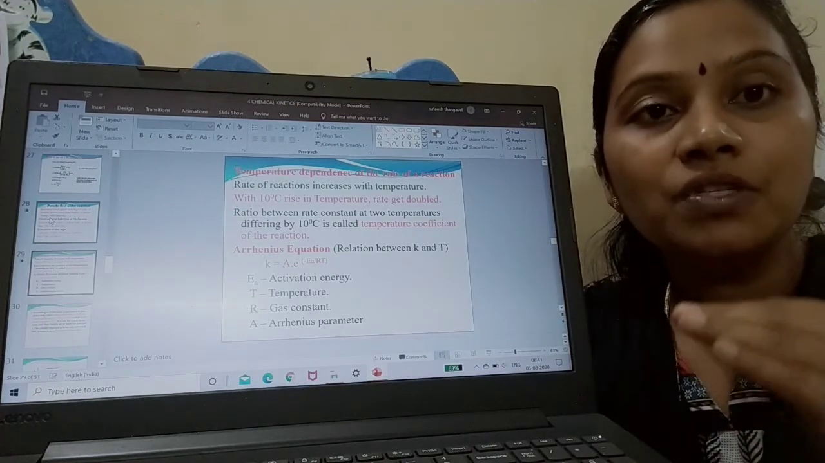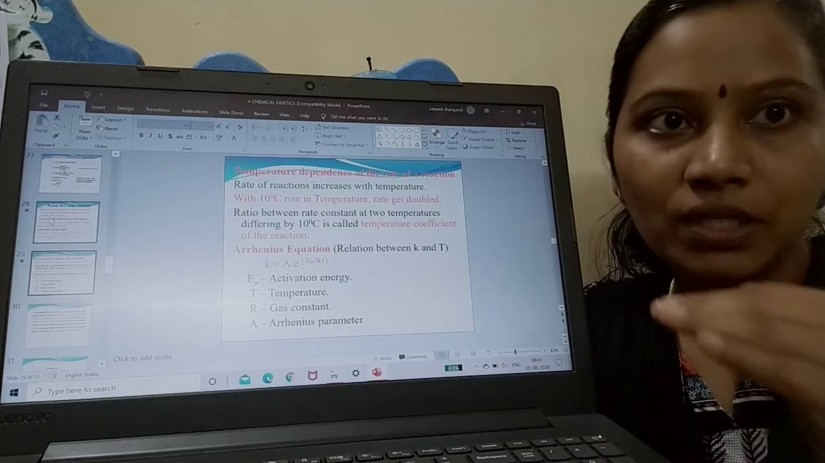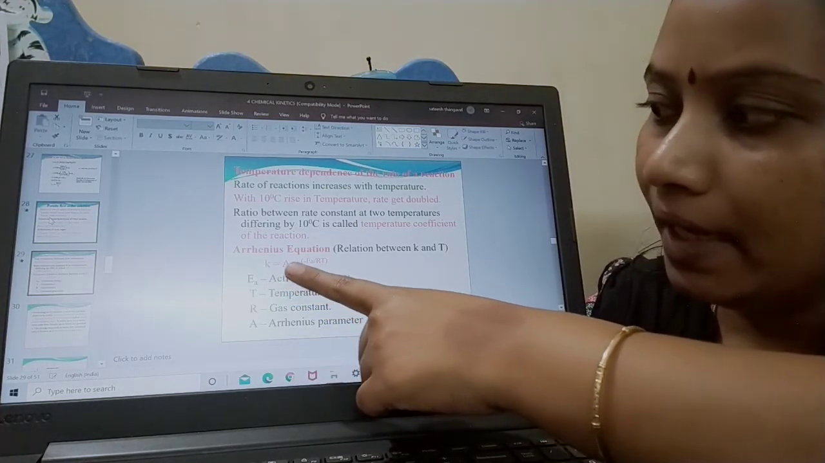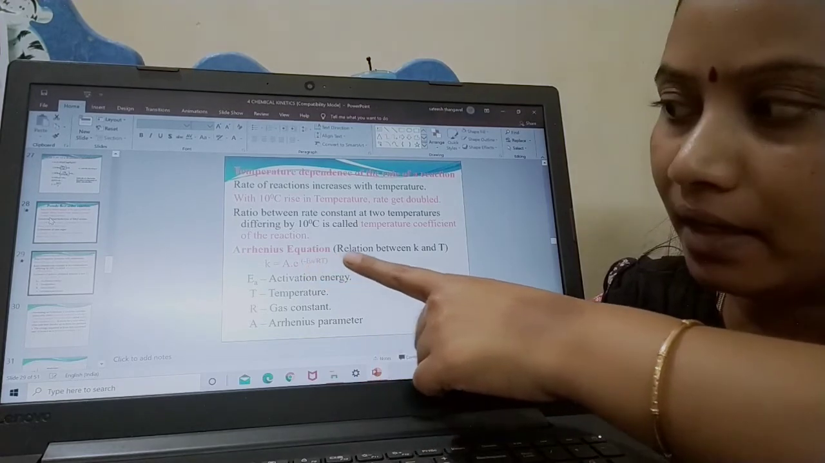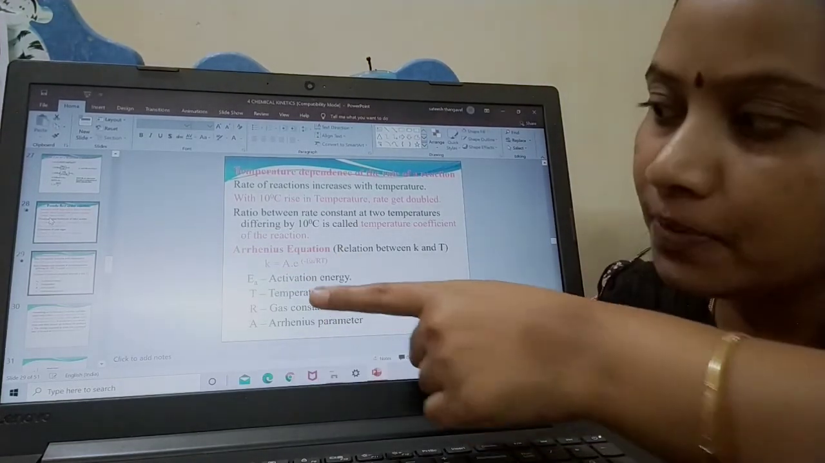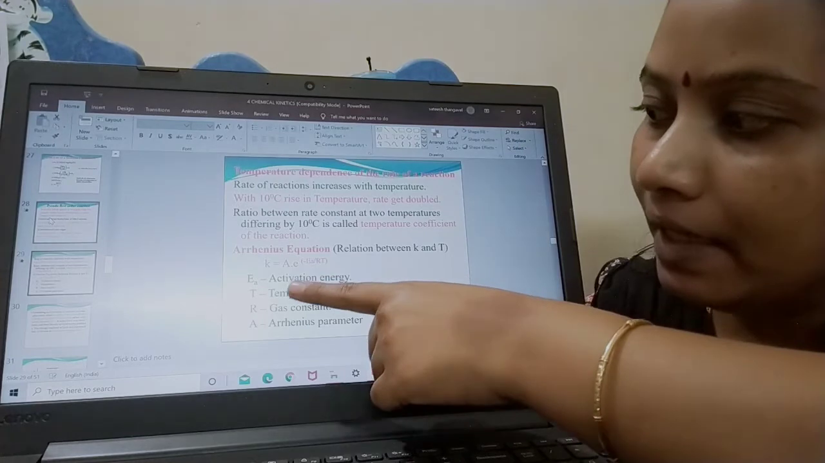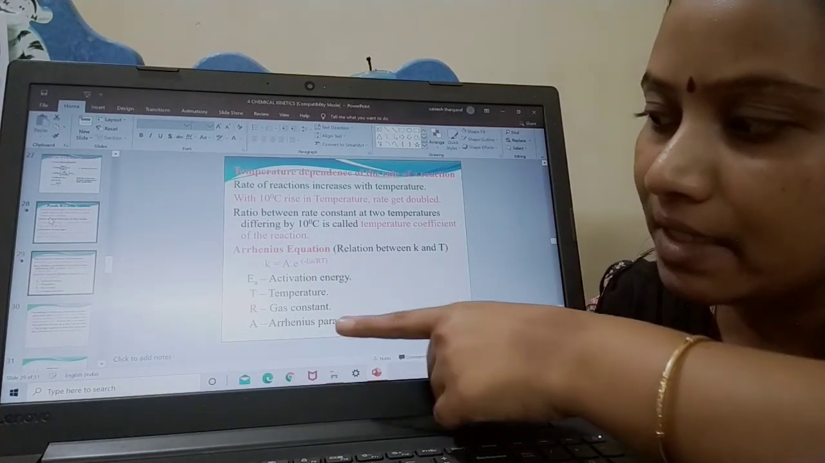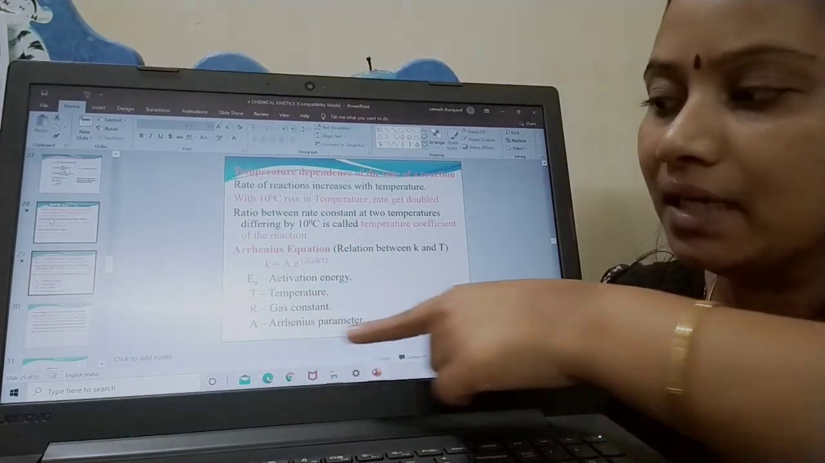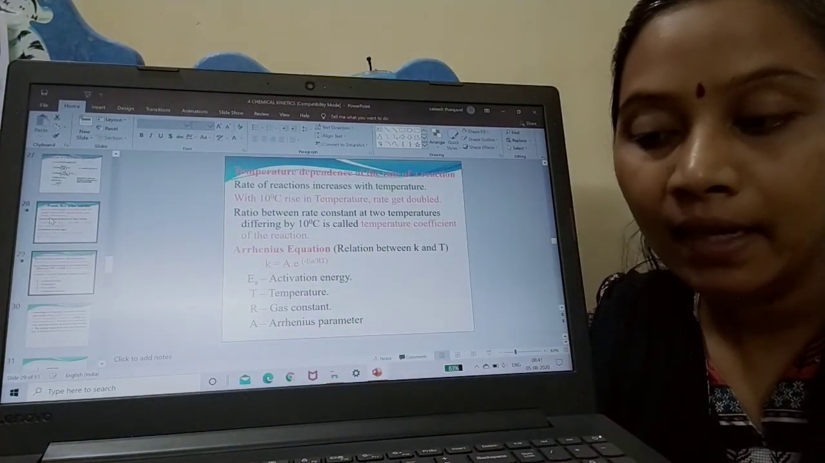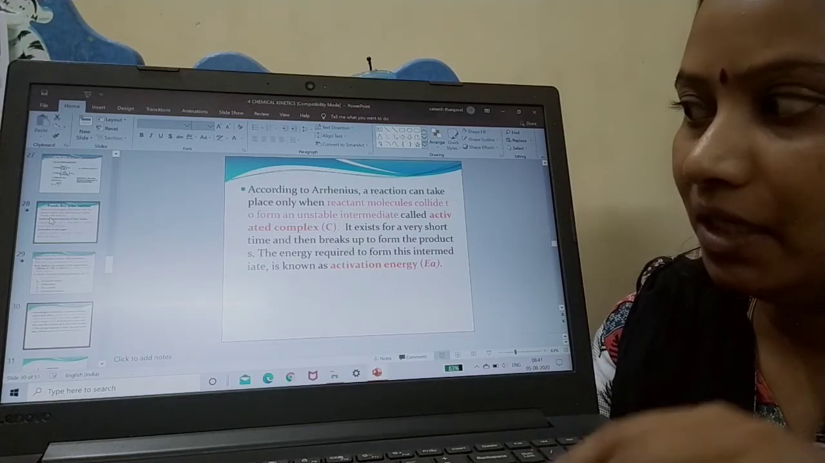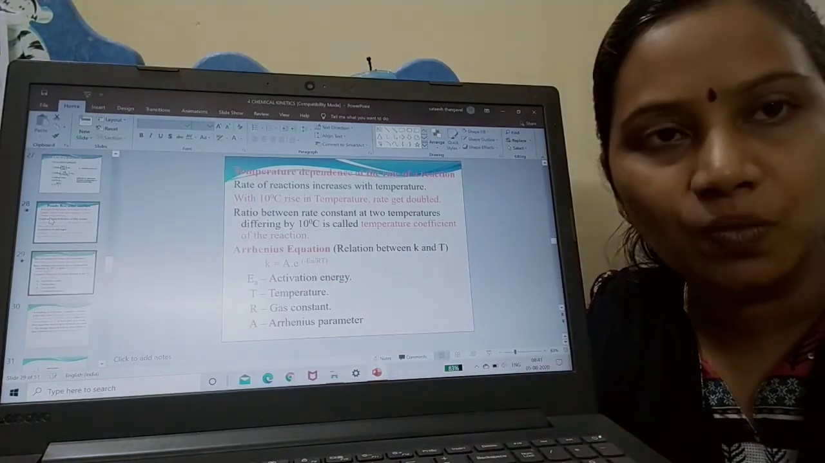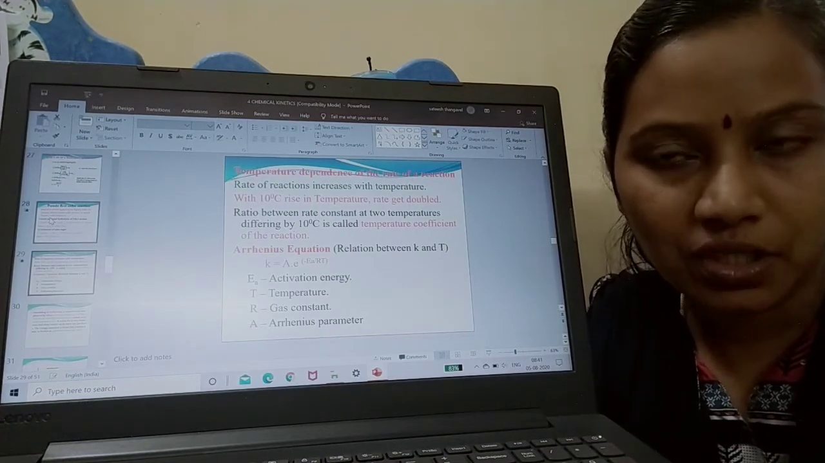An equation which relates temperature and the rate constant, where K is equal to A e to the power minus Ea by RT. K is the rate constant. What is Ea? Ea is nothing but activation energy. R is the universal gas constant. T is temperature. A is nothing but the Arrhenius parameter. Now what is activation energy?